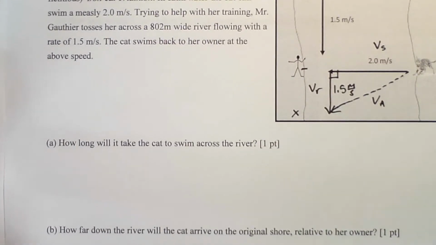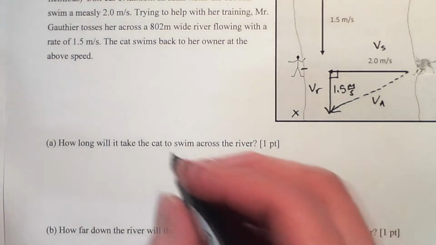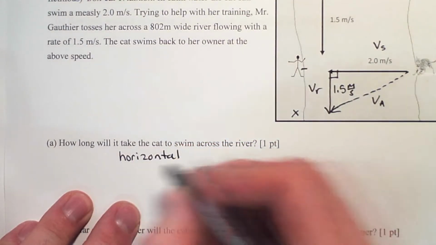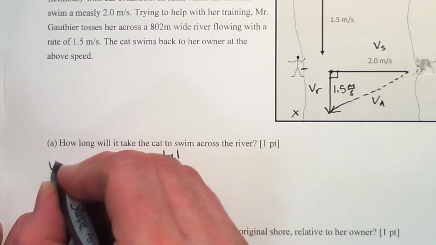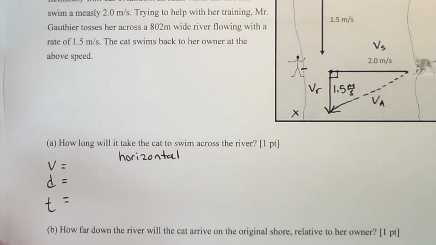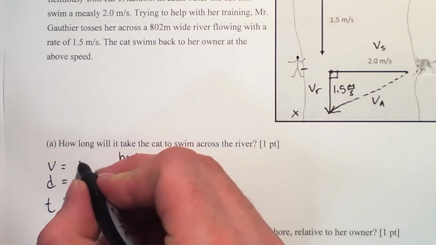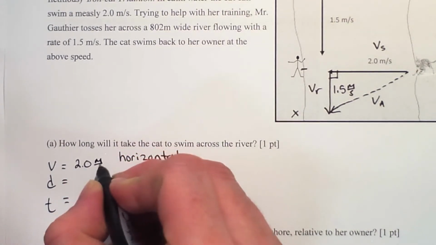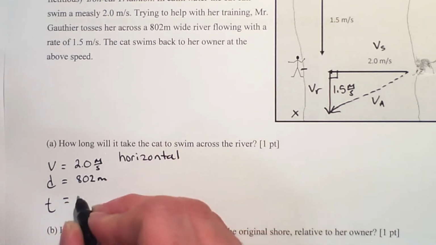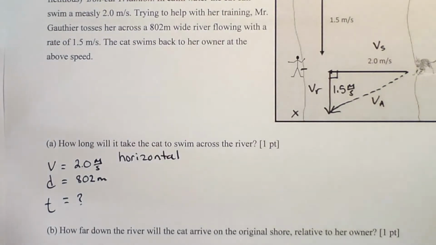But the first part we look at is how long, in seconds, will it take the cat to swim across the river? So this is a horizontal problem. We have velocity, distance, and time in this case. There's no accelerated motion, so this is uniform motion as she swims. We know that she can swim at 2 meters per second horizontally. We know the distance is 802 meters, and we are being asked to find time.